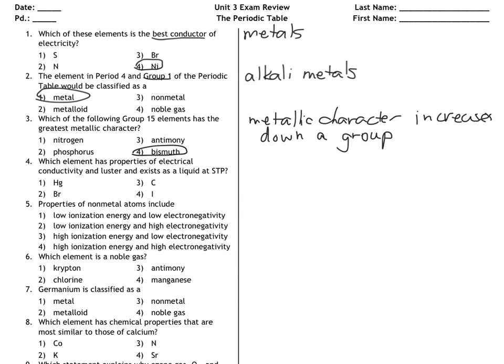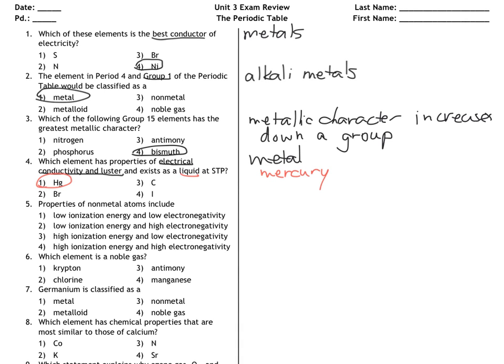Number 4, which element has properties of electrical conductivity and luster? So when we have electrical conductivity and luster, they're talking about a metal, but it also exists as a liquid at STP. So now we're talking about a liquid metal, which makes it mercury. And the best answer is choice 1.